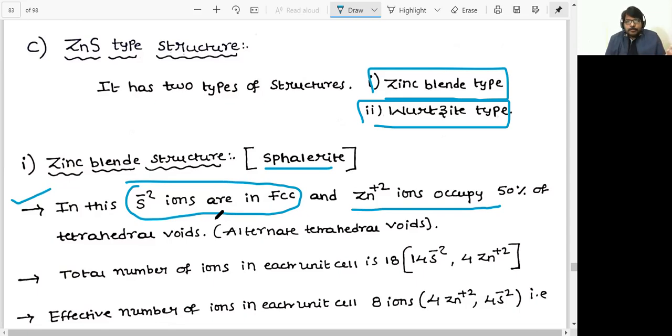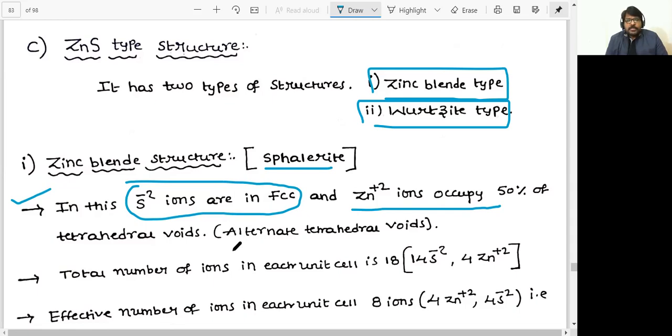Before going to the various parameters, compare this zinc blende structure with rock salt. In the NaCl structure, the chloride ion, that is the anion, forms an FCC lattice. Here also the anion forms FCC, but there the cation occupies all octahedral voids, whereas here the cations occupy 50% of tetrahedral voids. That is the difference, and that difference is going to make so many differences. Let us develop all the parameters.